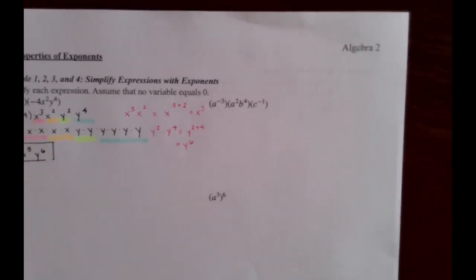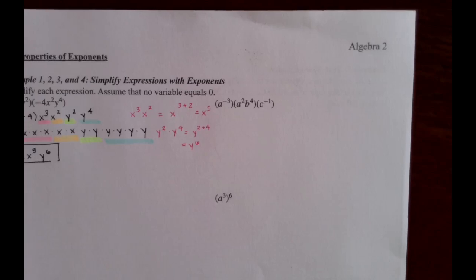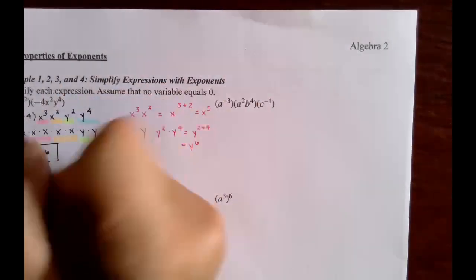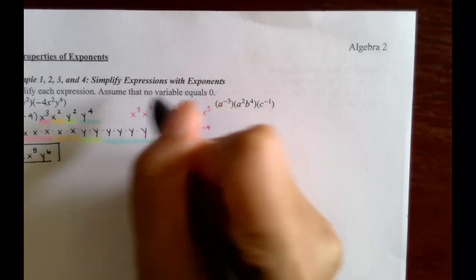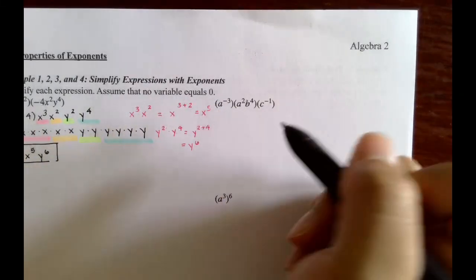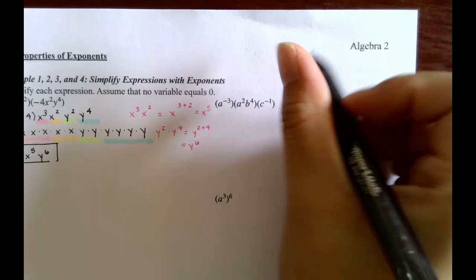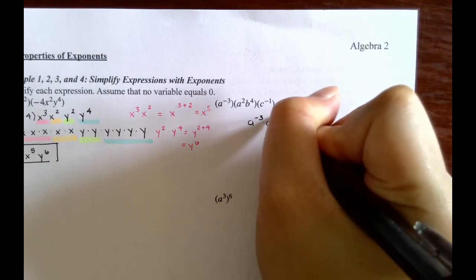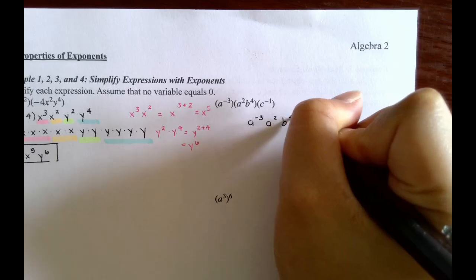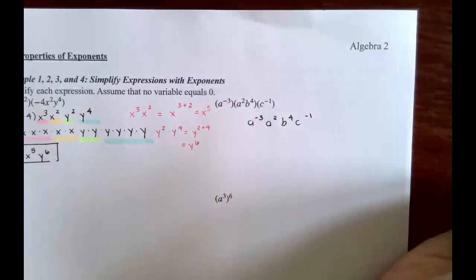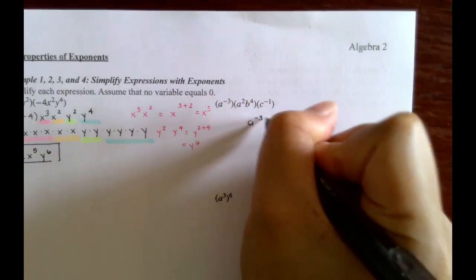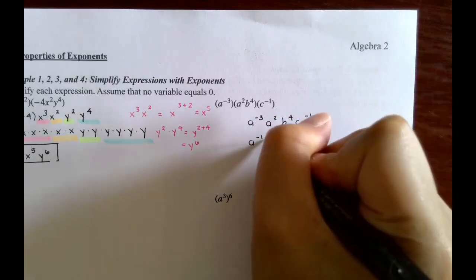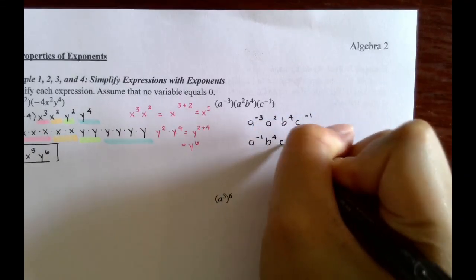Okay. So here we're going to do the same thing basically, right? Now, since we know that we can just add the exponents when the bases are the same, that's what we're going to do. So I'm going to group them together. So a to the negative third, a to the second, b to the fourth, and c to the negative first. Okay, negative 3 plus 2 is negative 1, so a to the negative 1, b to the fourth, and c to the negative first.